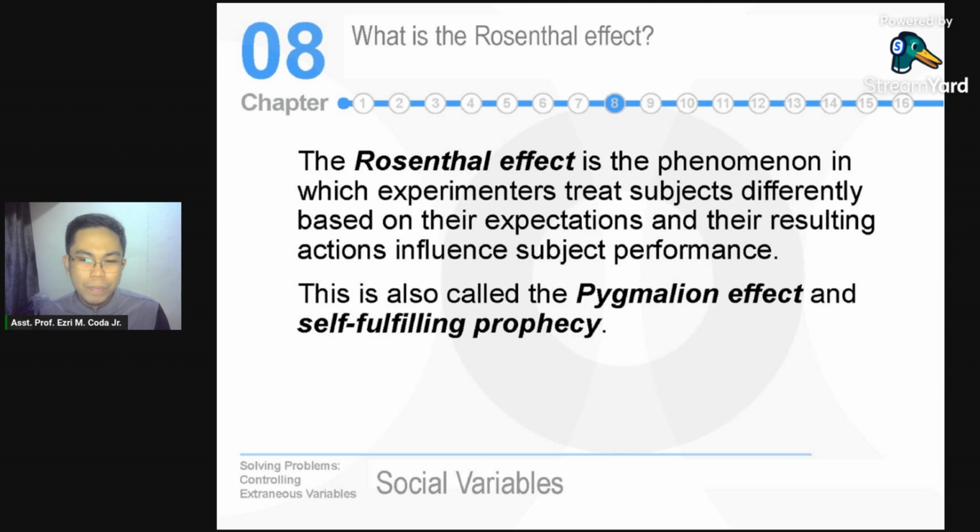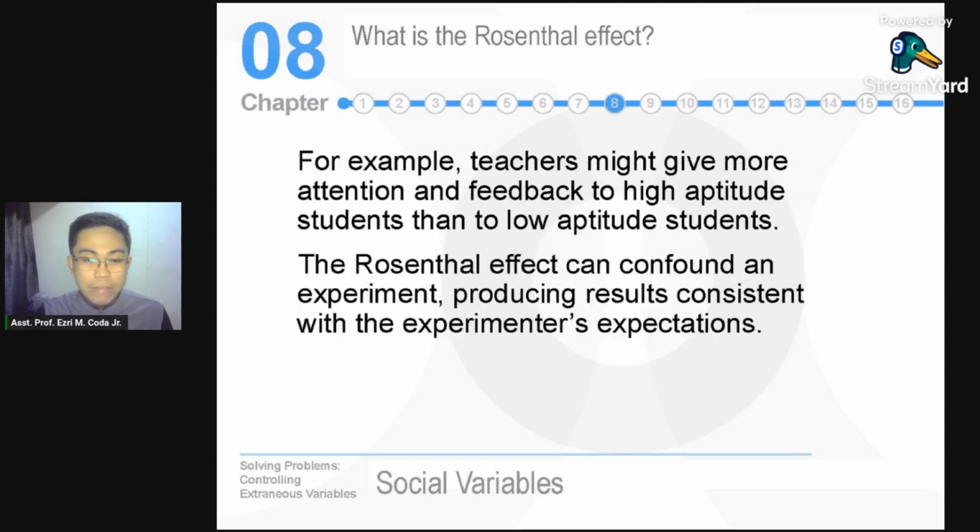So, minsan, this is called Pygmalion effect or self-fulfilling prophecy. So, minsan, ang nangyayari, dahil ito yung gusto natin makita, yung sa hypothesis natin, ang nangyayari, we fulfill, no? We self-fulfill the results of the study. Now, we make the results of our study more of a fulfilling prophecy rather than letting the nature of the study take its course. So that is Rosenthal effect.